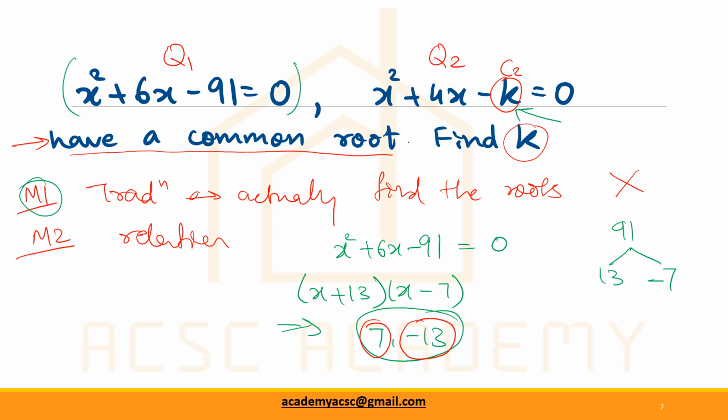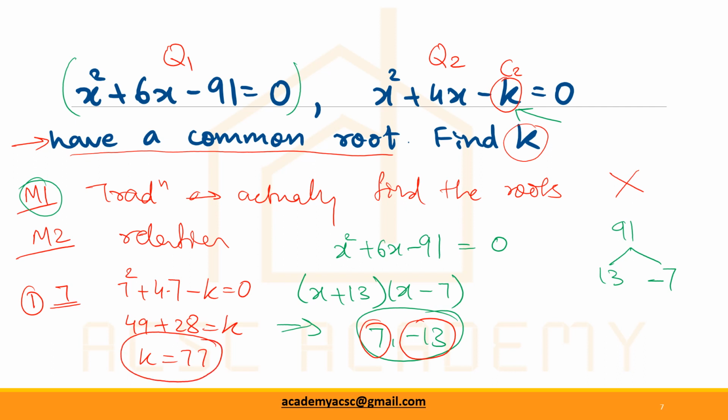So in case 1, let us assume that 7 is the common root. If that is true, then 7 must satisfy q2, which means if I substitute x equal to 7 in q2, I get 7 squared plus 4 times 7 minus k equal to 0, which means 49 plus 28 equal to k, so k equals 77. So if 7 is the common root, then the value of k will be 77.